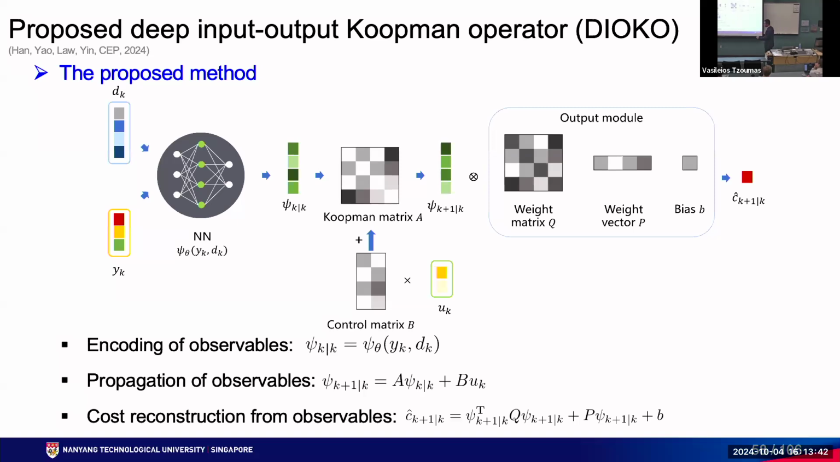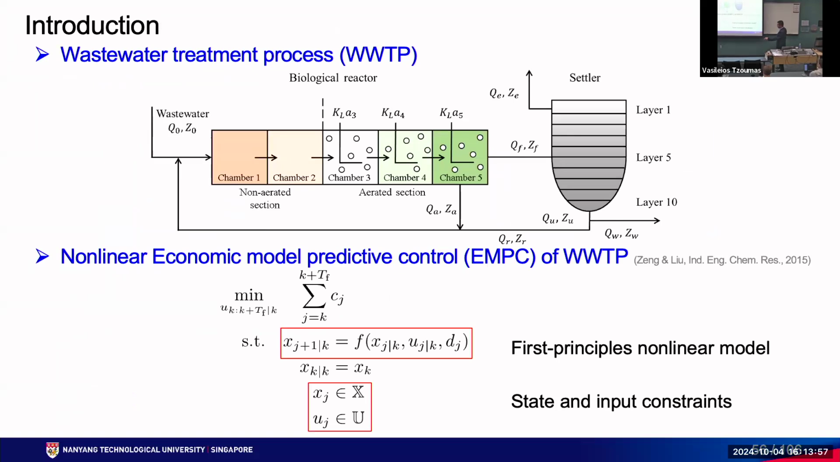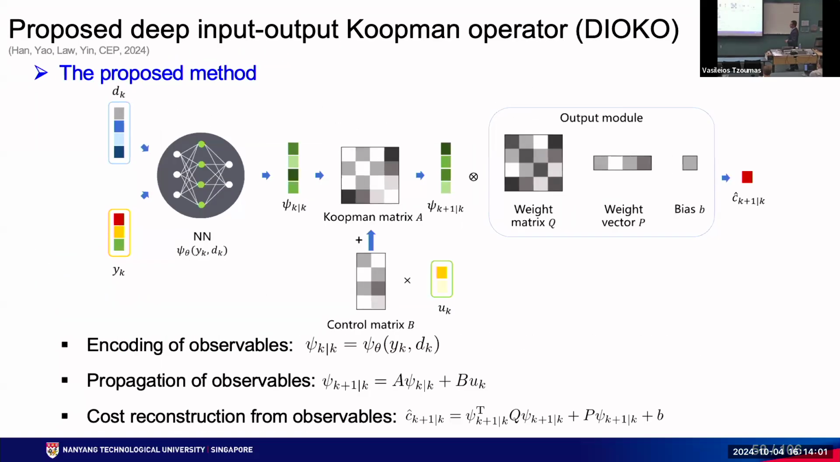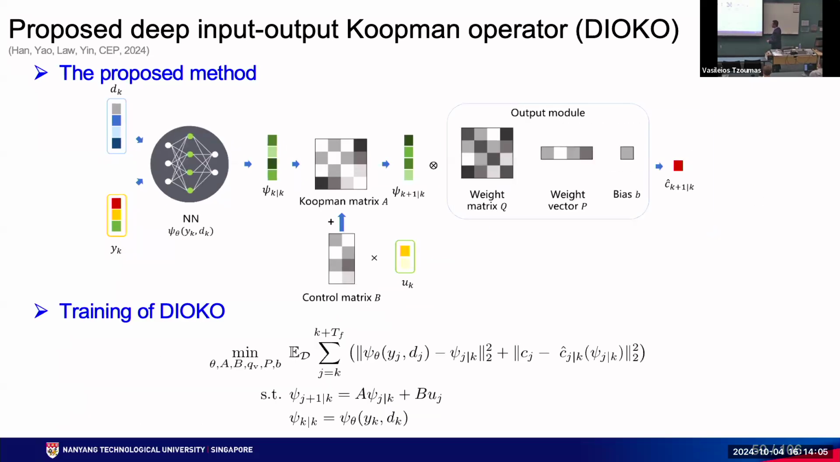So C hat will be an approximation of the economic cost in the original system state space, right? Again, we use a quadratic expression in a higher dimensional space to approximate the economic cost in the original system state space, I'm sorry, right? And this is the general idea.